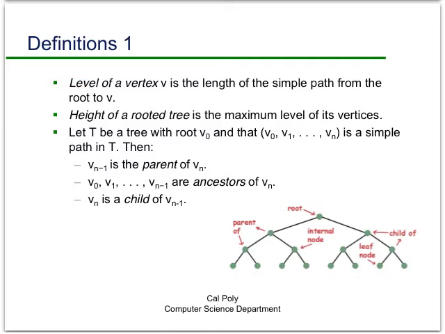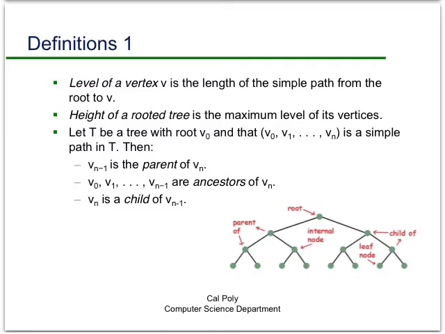So let's start to introduce some of the terminology. There's quite a bit of it. We have our root here. If we take a simple path to some vertex, say this one, the level of that vertex is going to be the length of the path. So the level of this vertex is 2. The level of this vertex all the way at the end is 3, because it takes 3 edges to get there. The height of the tree is the maximum level. So in this case, the maximum level is 3.